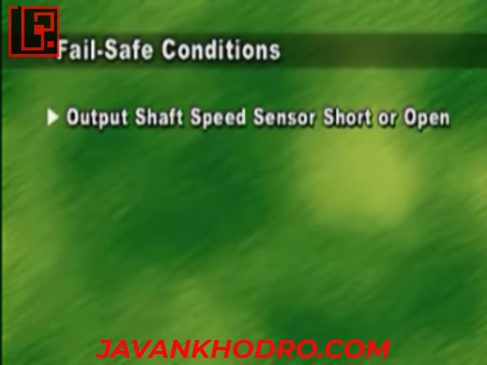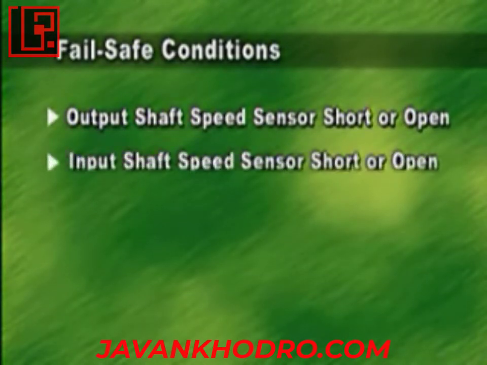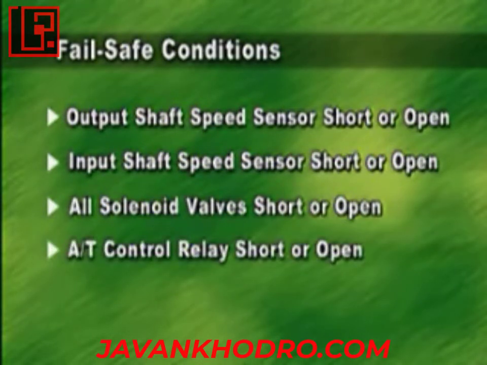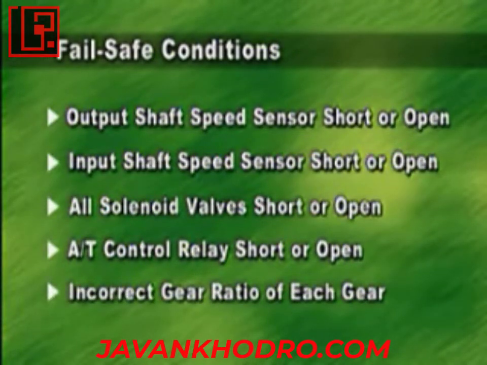Output shaft speed sensor short or open. Input shaft speed sensor short or open. Solenoid valve short or open, including damper clutch control solenoid valve. Automatic transaxle control relay short or open. Incorrect gear ratio of each gear.